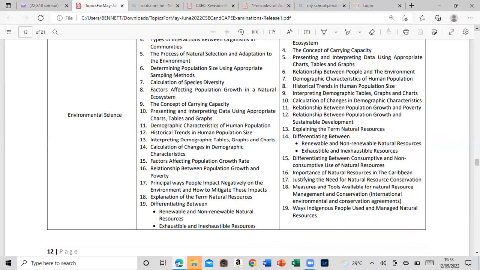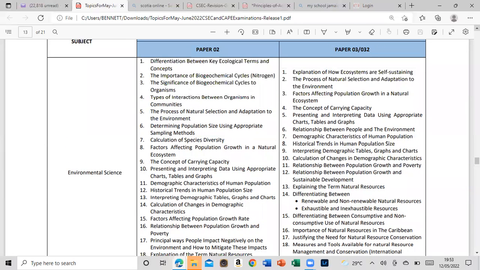All right, let's look at this with this long list. I'm not going to go through them. Explanation of how ecosystems are self-sustaining. 2, the process of natural selection and adaptation to the environment. 3, factors affecting population growth in natural ecosystems. 4, the concept of carrying capacity.